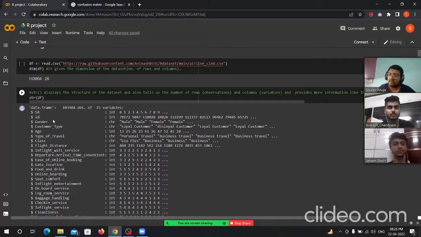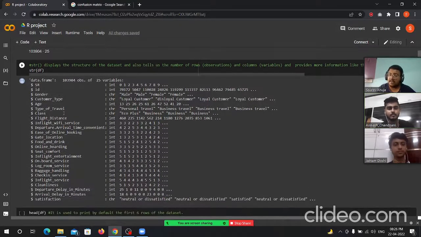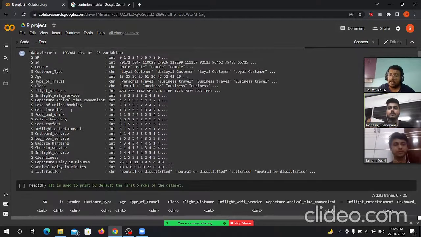It consists of serial number, ID, gender. Customer type has been divided into two types, that is loyal and disloyal customer. The type of travel has been divided into two classes, that is personal travel and business travel. The classes are divided into three types, that is eco, eco plus and business. And the rest of the data has been presented in the form of 0 to 5 as ratings.